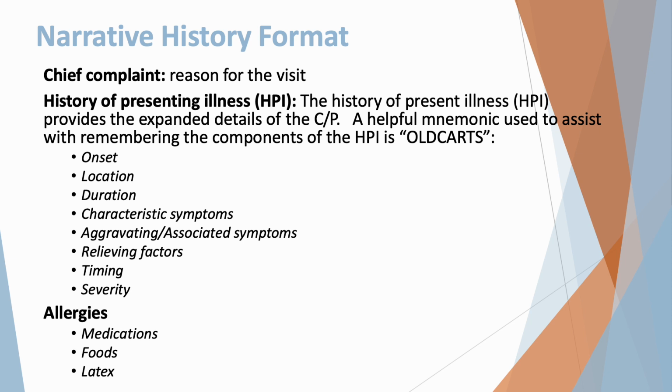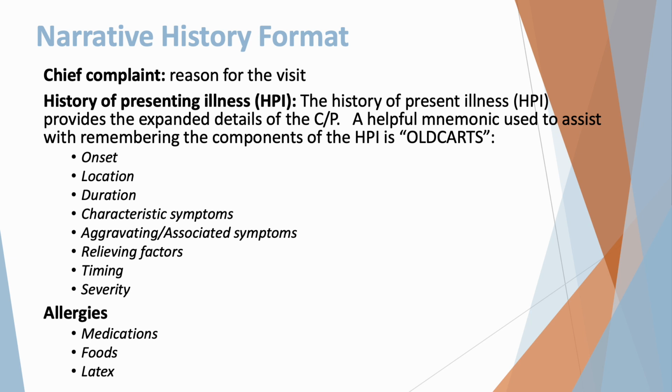Then you move to your history of present illness. The HPI, which we call the history of present illness, is where you get a more detailed explanation of the patient's chief complaint. We often use the mnemonic OLD CARTS. OLD CARTS is when you talk about the O for onset. When did this start? L is for location. Where is it located?